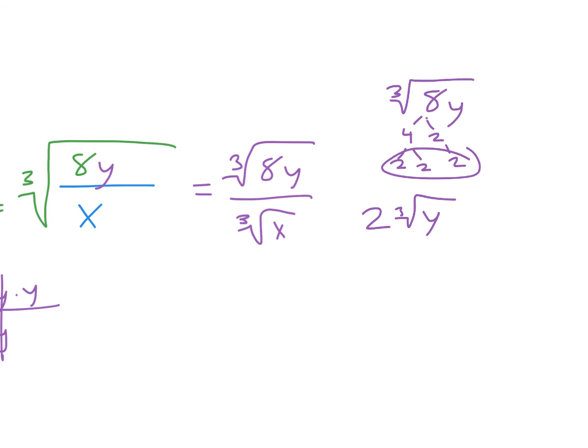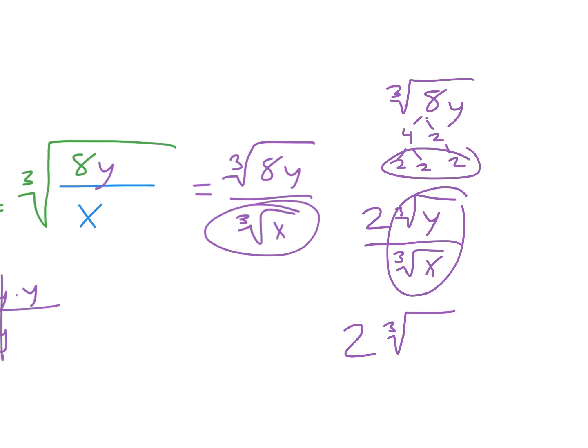A y. And then we also, can we do anything with the x on the bottom? Nope, because we don't have enough to take it out. So this would be the cubed root of x on the bottom. Which you could leave it like this or simplify it a little bit more as 2 cubed root, and then just put these back together, y over x.